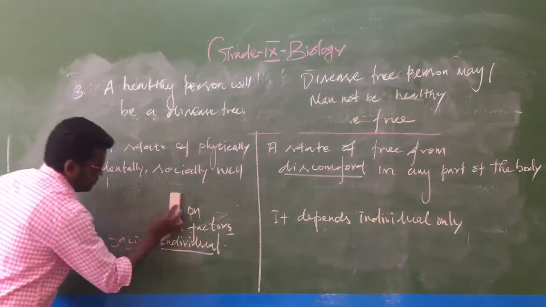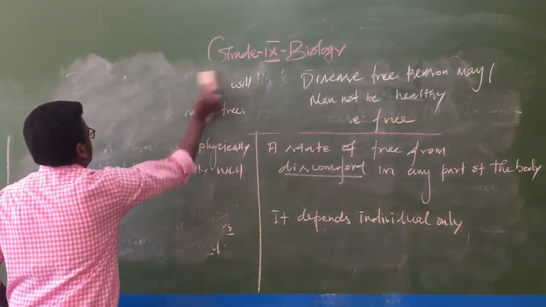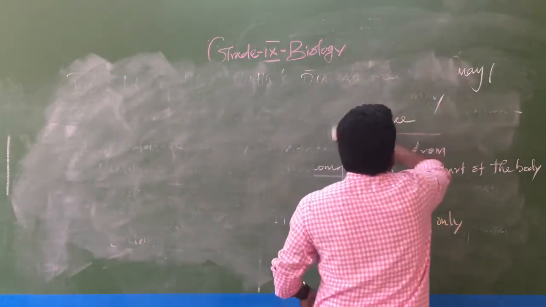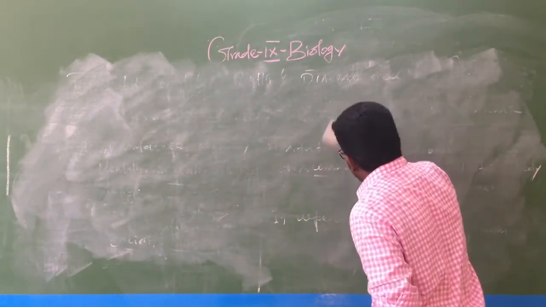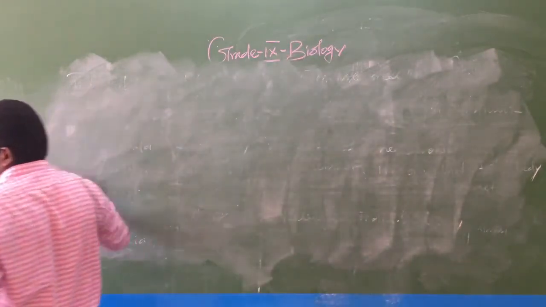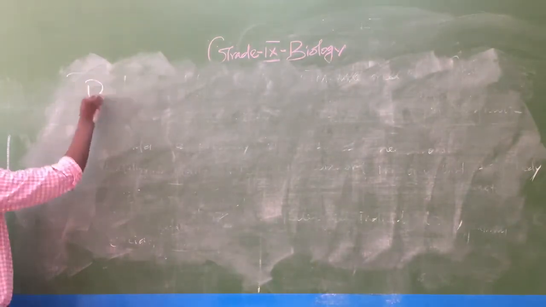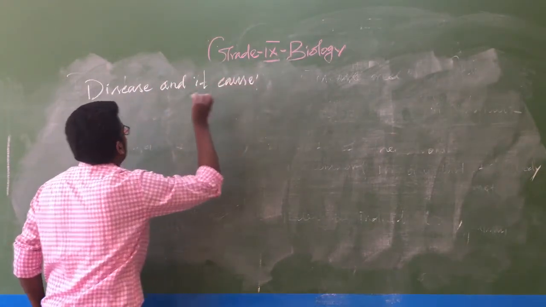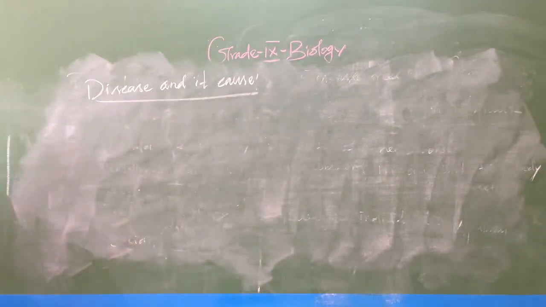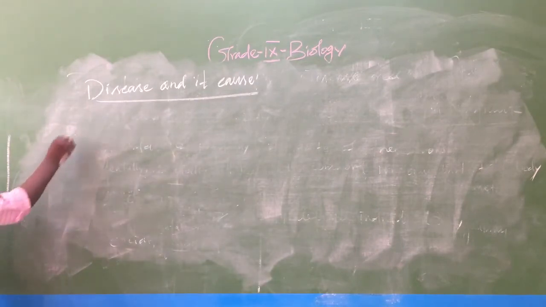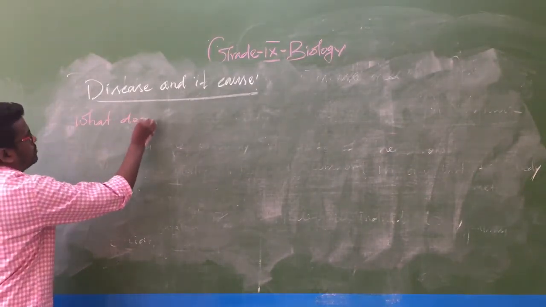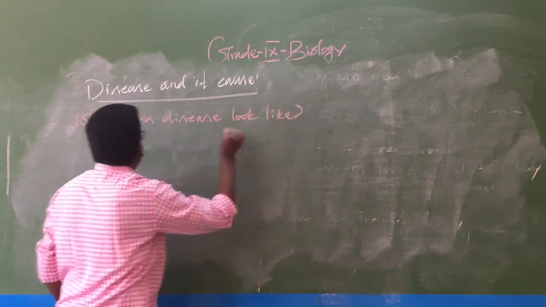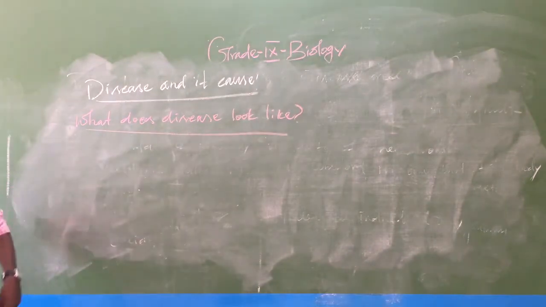And last, causes of diseases. How does disease occur? In that, what does disease look like?